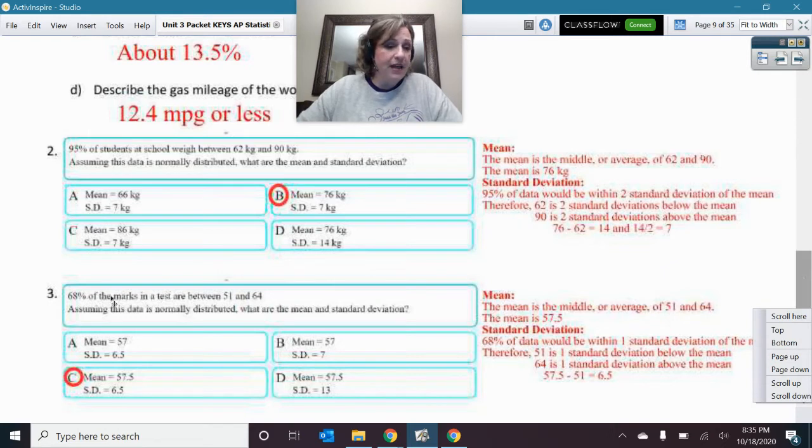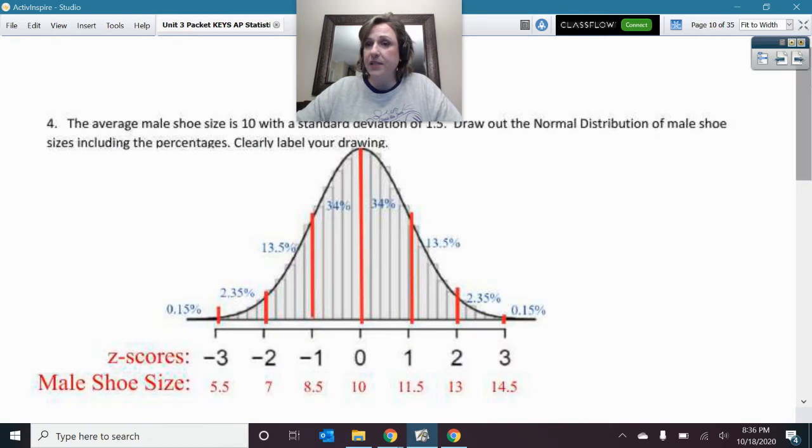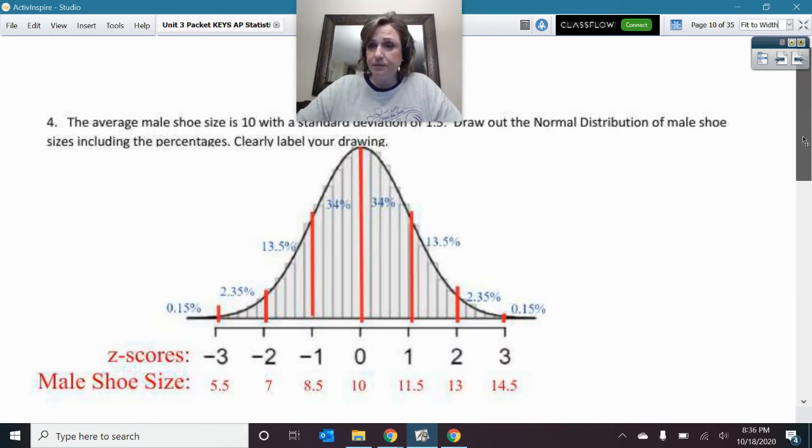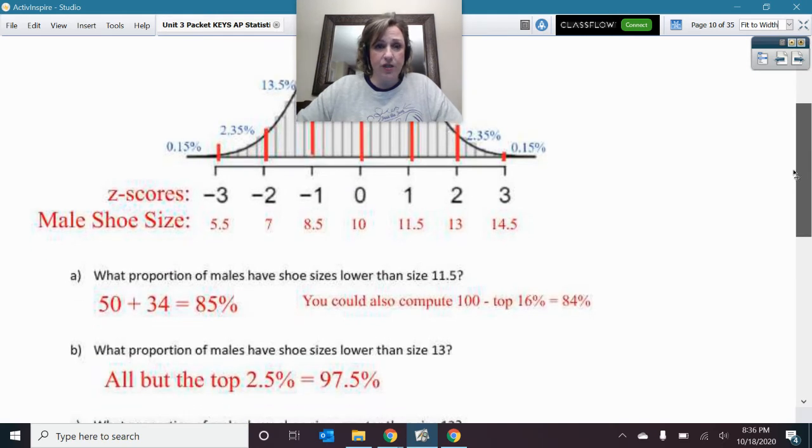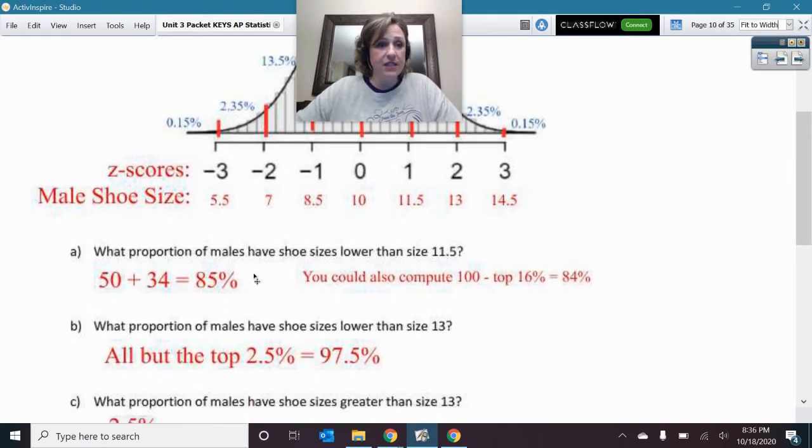Okay, number 3 was about knowing that 51 to 64 was one standard deviation below the mean. So you can average it to find the middle, and then knowing one standard deviation below gives you that. All right, here was another one where you filled in the information. And so here is what your graph looks like.